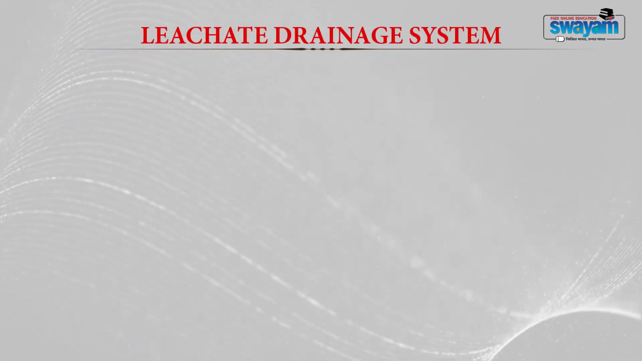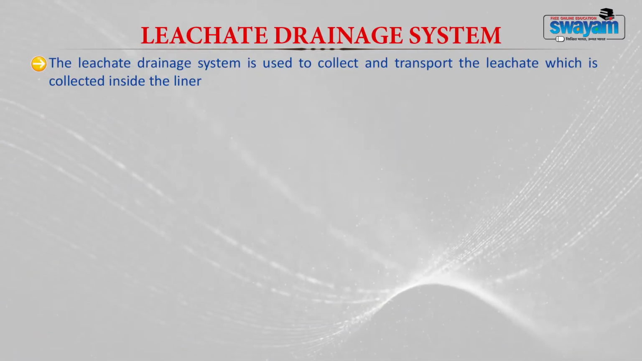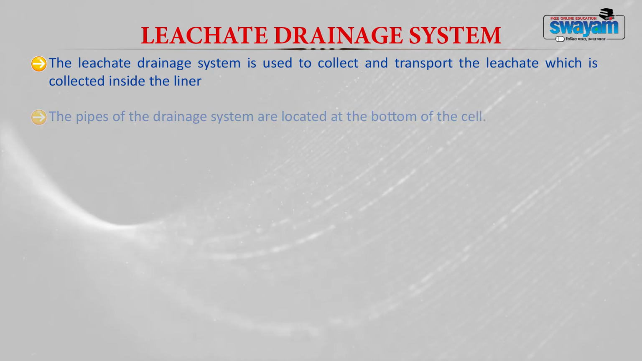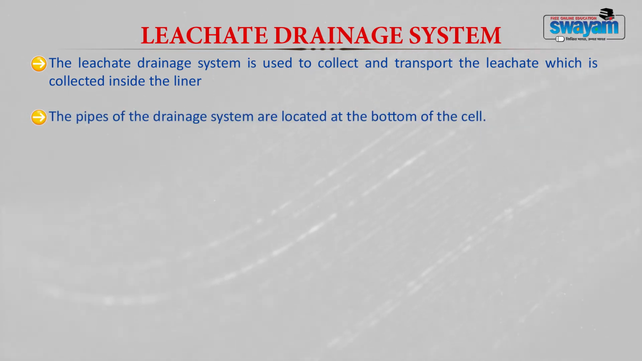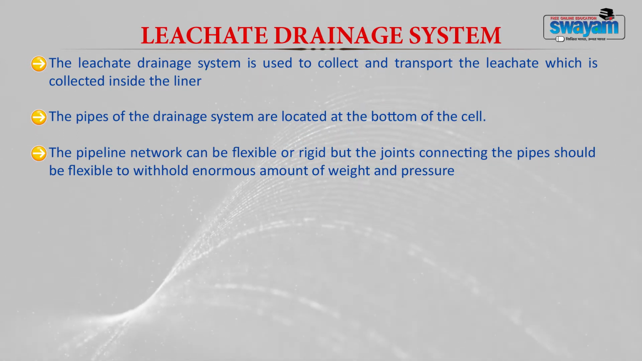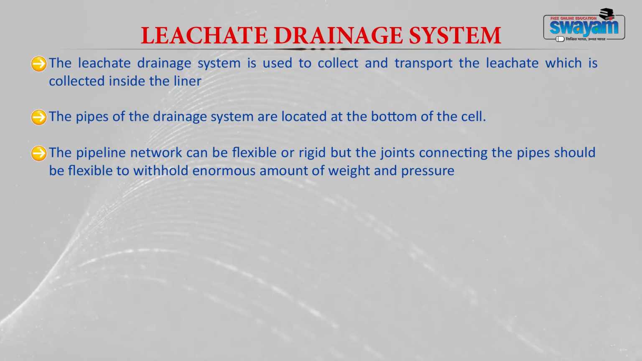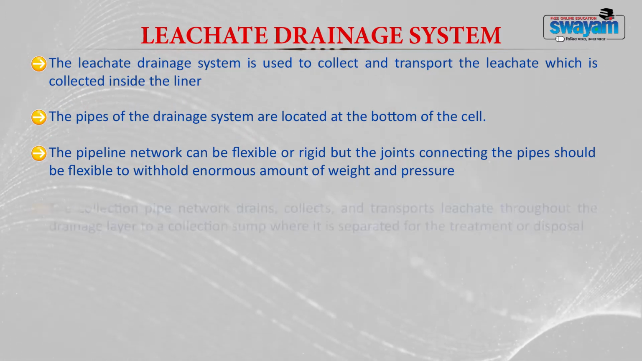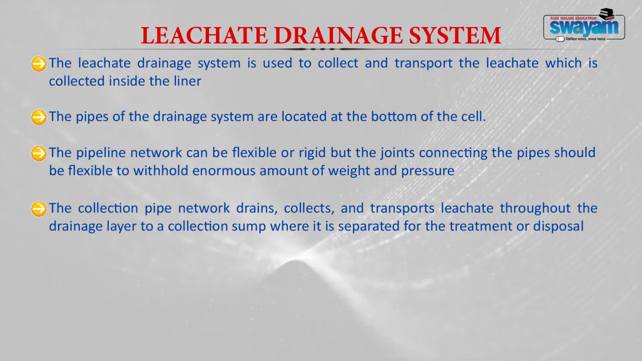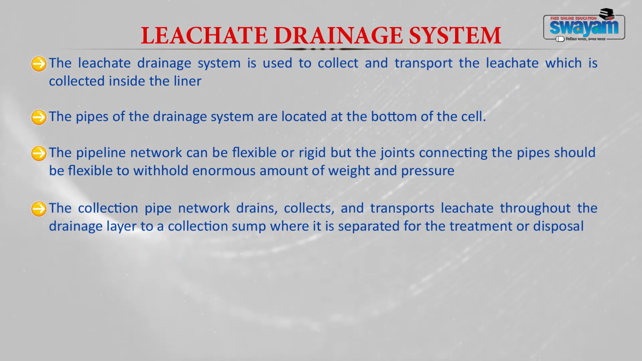Next is your leachate drainage system. The leachate drainage system is used to collect and transport the leachate which is collected inside the liner. The pipes of the drainage system are located at the bottom of the cell. The pipeline network of the drainage system can be flexible or rigid, but the joints connecting these pipes should always be flexible so that they can hold the weight and pressure of the waste that is loaded above. The collection pipe drains, collects and transports the leachate throughout the drainage layer to a collection sump where it is generally separated for further treatment and disposal.